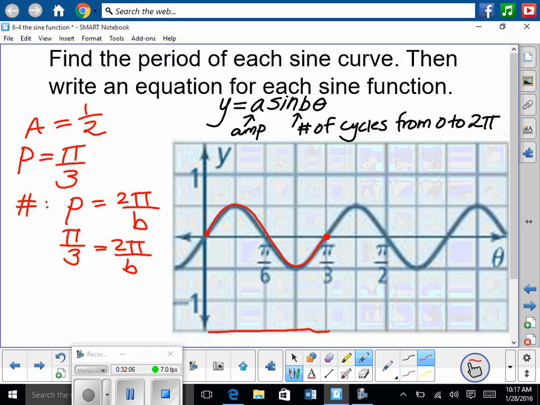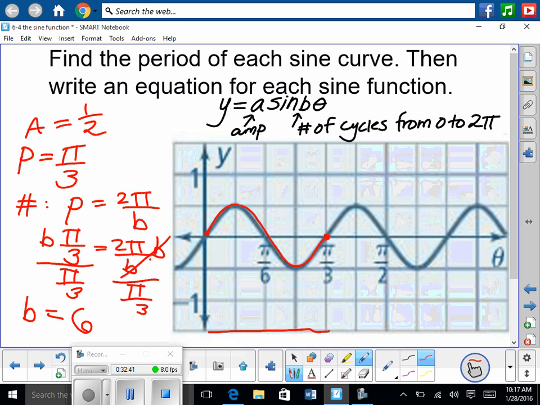Right, everybody? Then I don't want b to be in the bottom, so I'm going to multiply both sides by b. The b's are gone. Then I'm going to divide by pi thirds. So I have b is equal to 2 divided by 1/3. You got to type it in right. Or you could say, dividing fractions is easy as pi, flip the second fraction and multiply. So you get 6. And our pi's will divide out. So b is 6. Does everybody get how I did that?